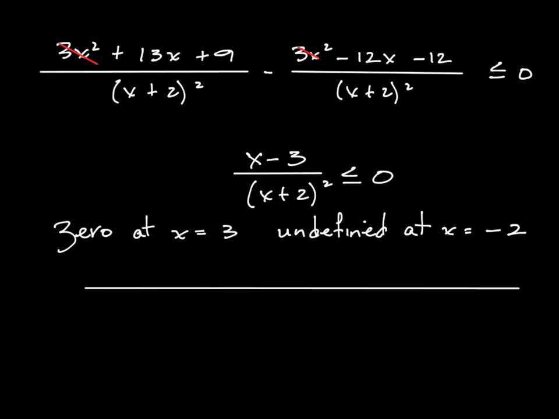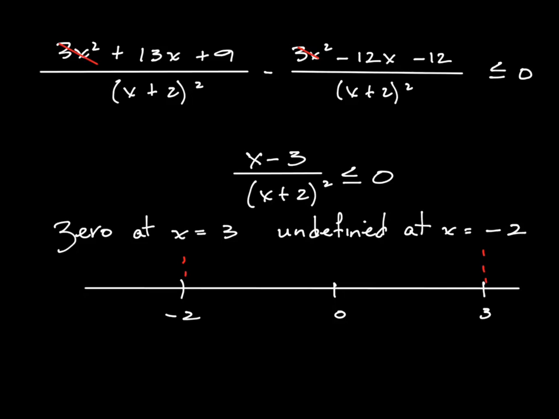The next thing we'll do is draw a number line, and we'll indicate the points x equals 3 and x equals negative 2. So remember that negative 2 is an asymptote, so it's undefined there. So even though it has less than or equal to, it can never equal negative 2. So that'll be a boundary point, and positive 3 will be a boundary point, but since it says less than or equal to, if it equals 0 at 3, then we can use that. So we might have a bracket on that side.